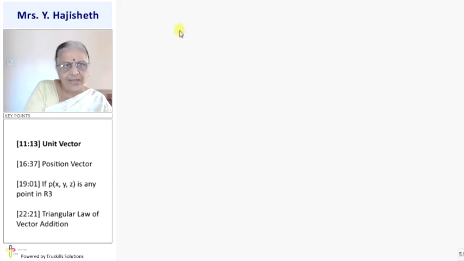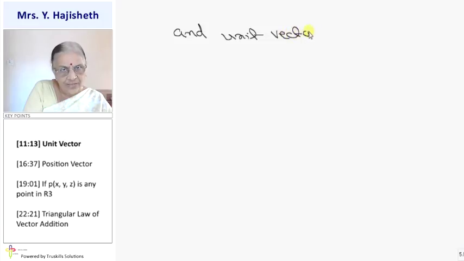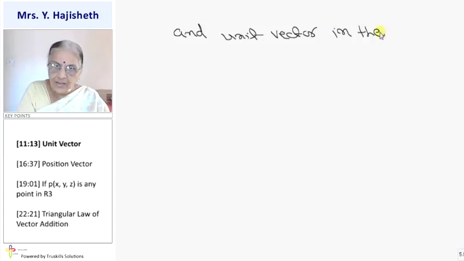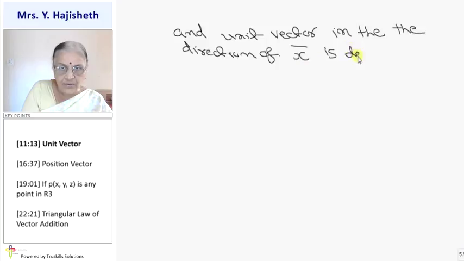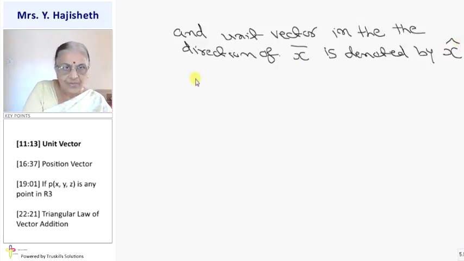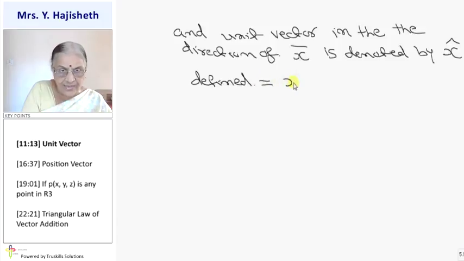Now any vector is given, and the unit vector in the direction of any vector. These are the unit vectors in the direction of the x, y and z axes, and the unit vector in the direction of vector x is denoted by x cap and defined as vector x upon magnitude of vector x.